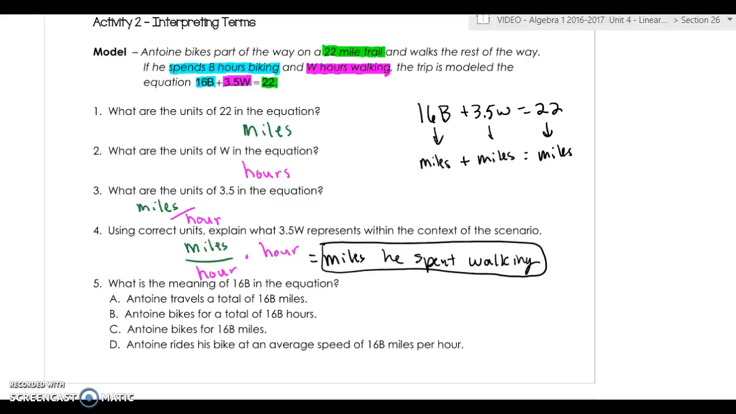Looking at my choices, I think I can get rid of choice B and choice D because they don't mention miles as the only unit. Here we have hours, and here we have miles per hour, not specifically miles. So between A and C, A says Antoine travels a total of 16B miles, or Antoine bikes for 16B miles. Well, the total miles they already told us was 22. He's on the 22-mile trail. So no, it can't be that. Looks like C is the best choice because you take your rate times the time, and you get the distance that he's traveled.